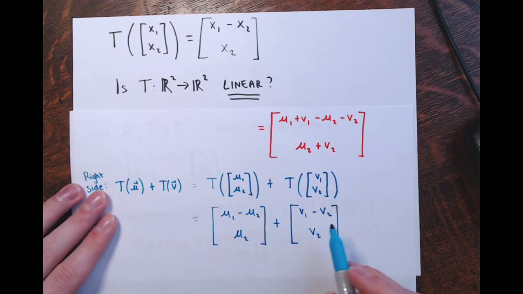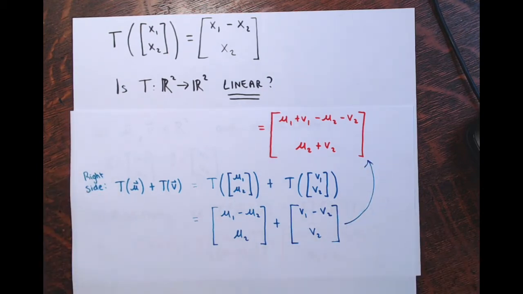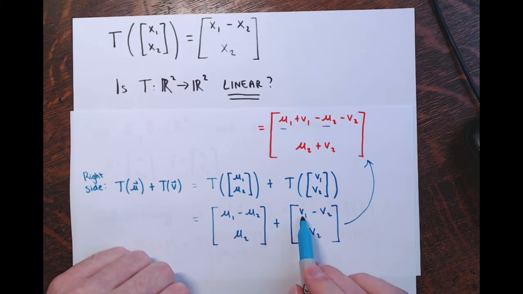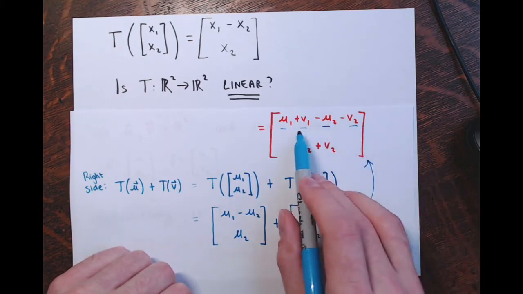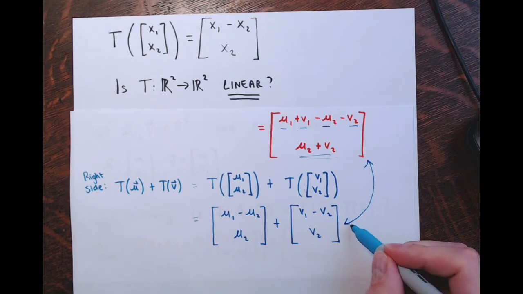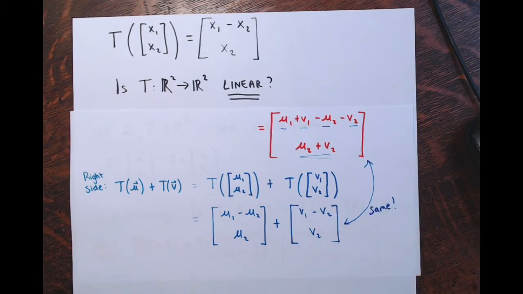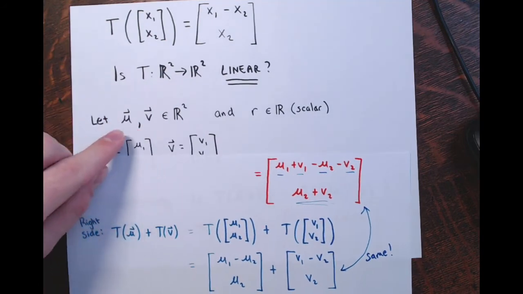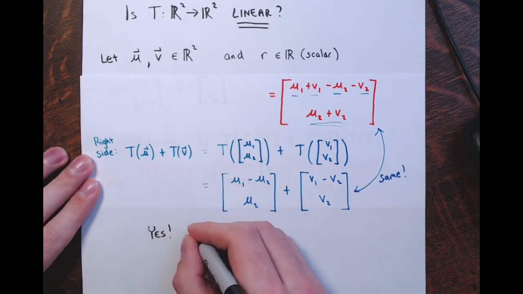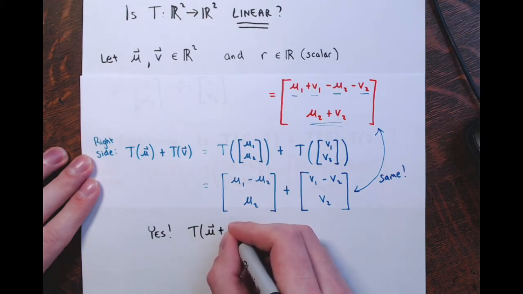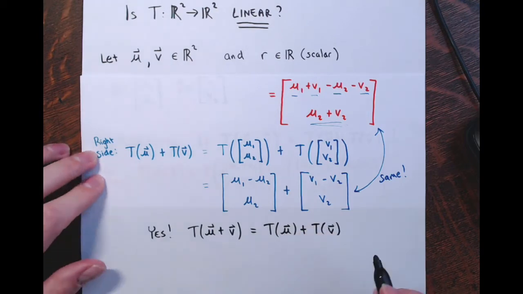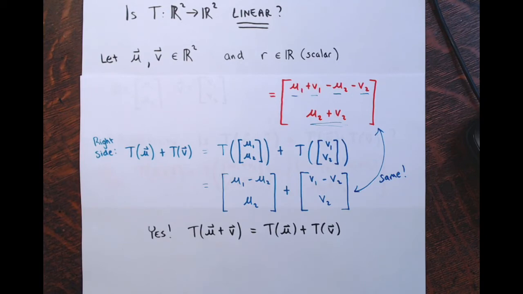Can you see how if I add these together, I get exactly what I got earlier? You'd have u1 minus u2 plus v1 minus v2 for the first component, and then u2 plus v2 in the second component. They're exactly the same expressions. So yes, for any pair of vectors from R2 in the domain, the answer is yes: T of u plus v will be equal to T of u plus T of v. So additivity is preserved by this transformation.